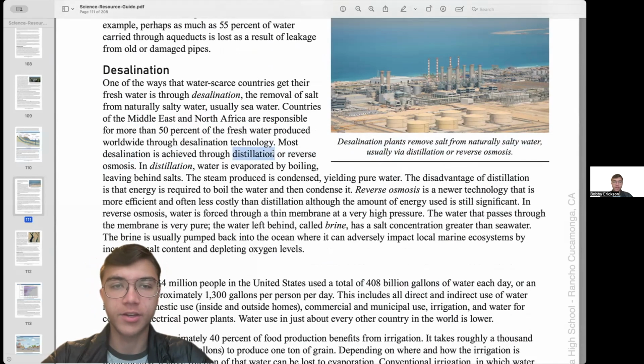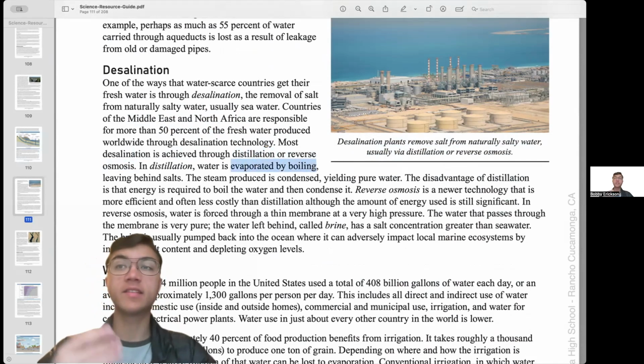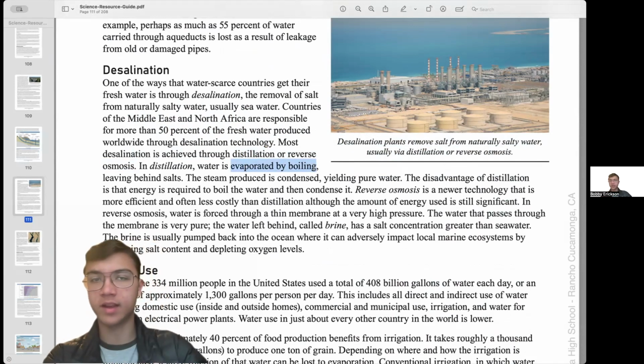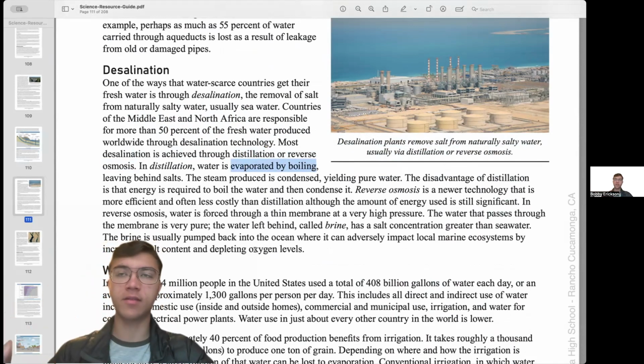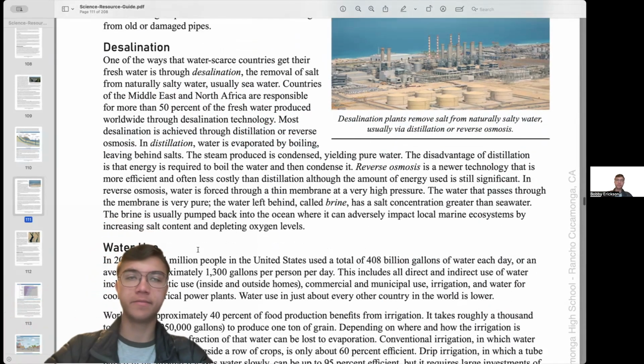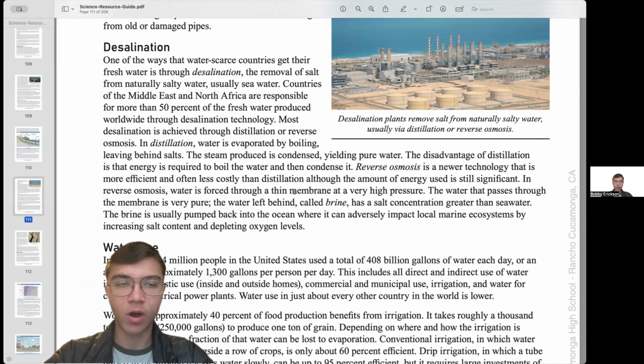So, distillation, this is where you're evaporating water to boil it, make steam. The salt doesn't go with the steam, and so the steam is condensed and it yields pure water. And then the salt is left behind. And then in reverse osmosis, we actually have water forced through a thin membrane at a high pressure, and the water passing through will be really pure, but the water left behind is called brine. And so brine is extremely salty.